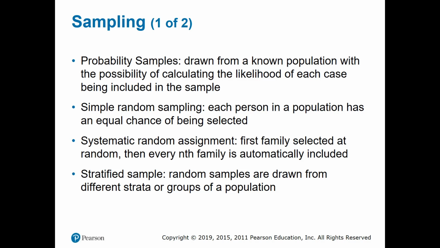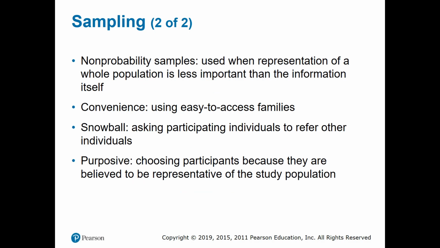Stratified sample is random samples are drawn from different strata or groups of a population. That could be from specific geographical areas, specific financial background, or economic or educational status. Non-probability samples are used when representation of a whole population is less important than the information itself. Convenience, using easy to access families, maybe from an agency where you work or an organization. Snowball techniques are asking participating individuals to refer other individuals. And then purposive sampling is choosing participants because they're believed to be representative of the study population.